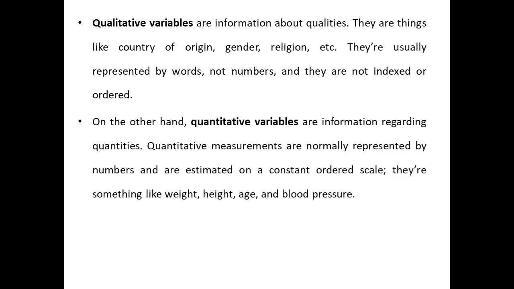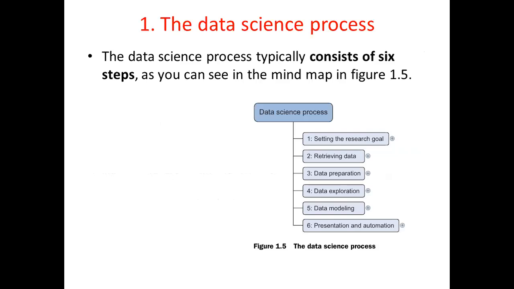So qualitative means we are representing by using words, like gender, religion, right, like that. And quantitative is some measurement, some numbers. We are measuring using some number. So this is the data. We are measuring the data in two ways, qualitative and quantitative.